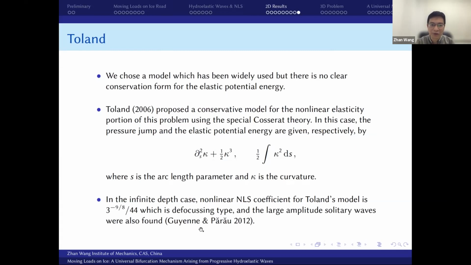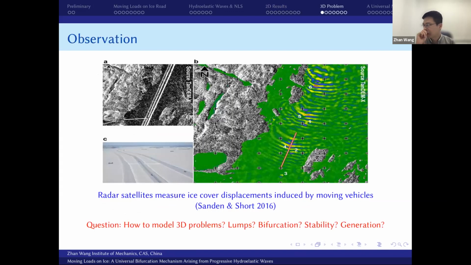And for this new model, you can also do the normal form analysis. You try to find the nonlinear Schrödinger equation for this problem. With Toland's model, the analysis is also defocusing in shallow water. You have to go back to the primitive equations to explain the phenomena that you observed in the experiment. You are not allowed to use weakly nonlinear theory, because NLS doesn't tell you there are wavepacket solitary waves.